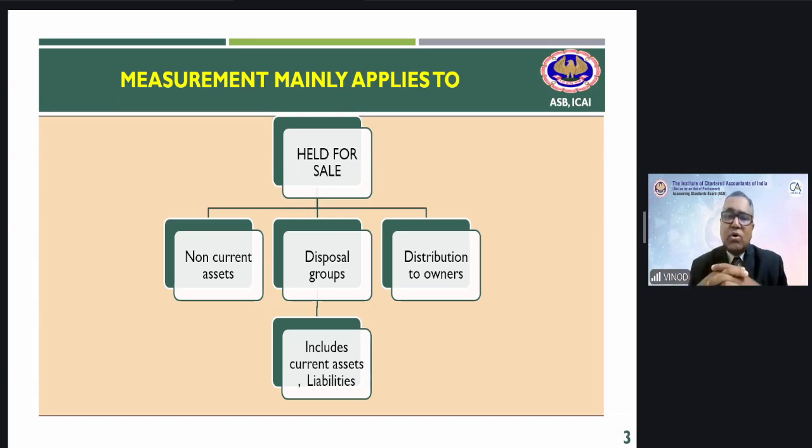And the third part is called non-current assets distributed to owners. That sounds a bit strange. What are these assets which are being distributed to owners? So we will have a look at all three.